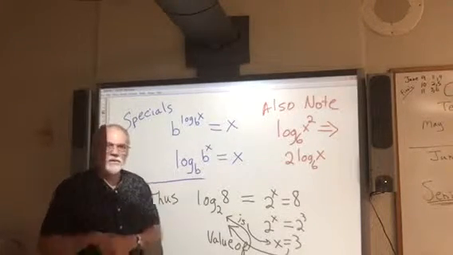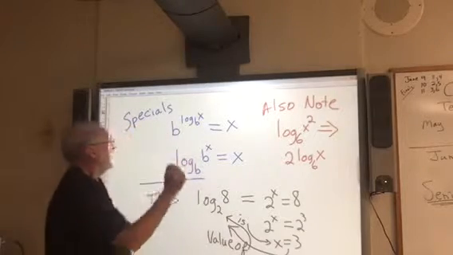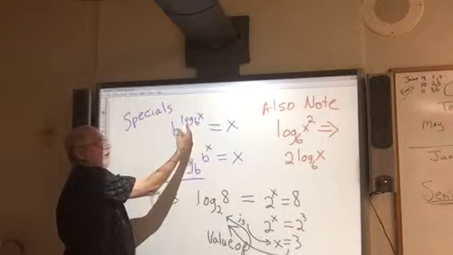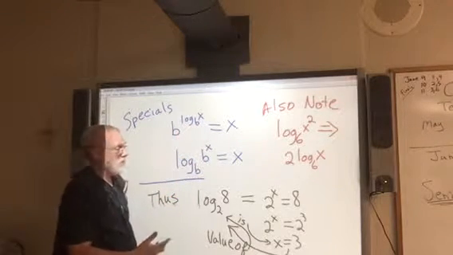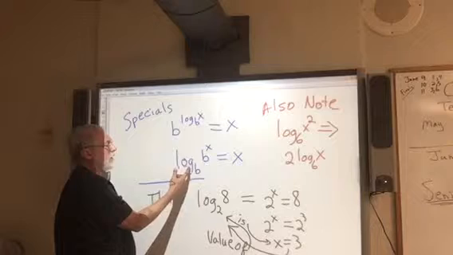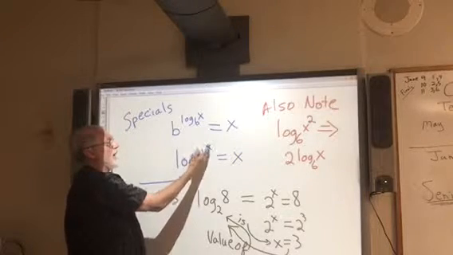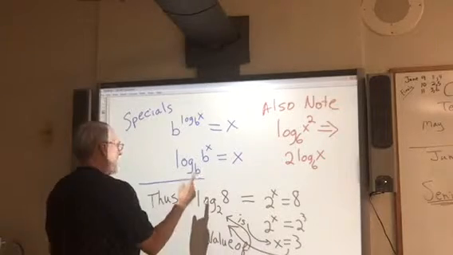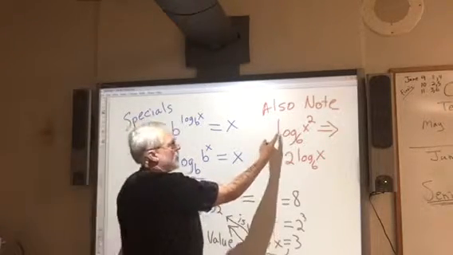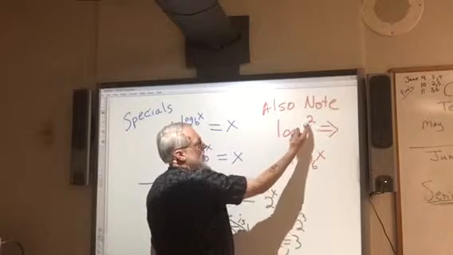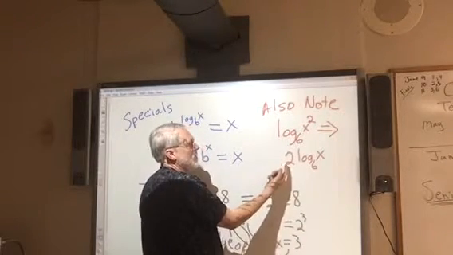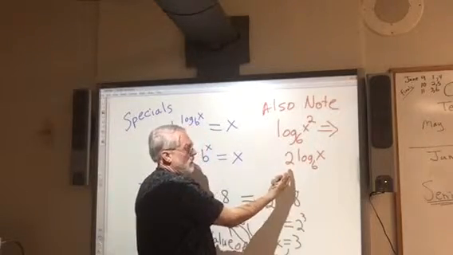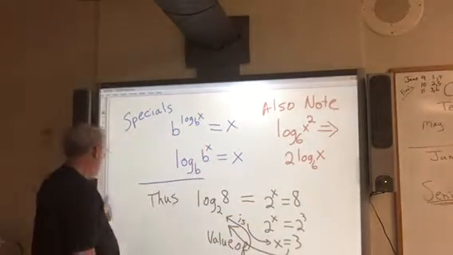These are some special things you should remember about logarithms. If we take b and raise it to the log base b of x power, it's going to equal x. If we take log base b of b to the x, it also is equal to x. That's one. Also note that if we have log base 6 of x to the second power, it's the same as 2 log base 6 of x. In other words, an exponent becomes the coefficient of the whole thing.